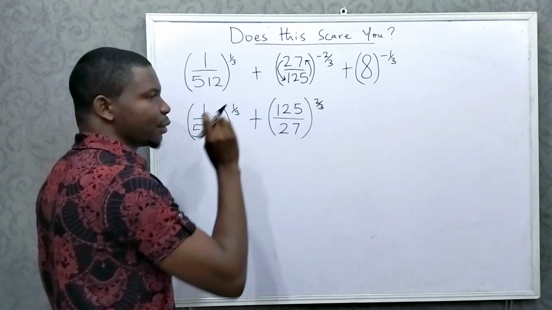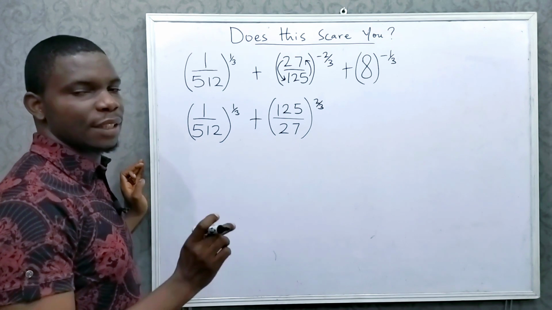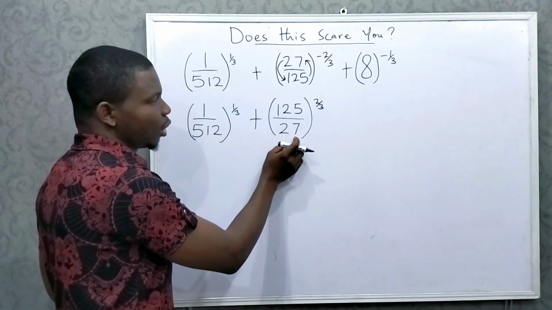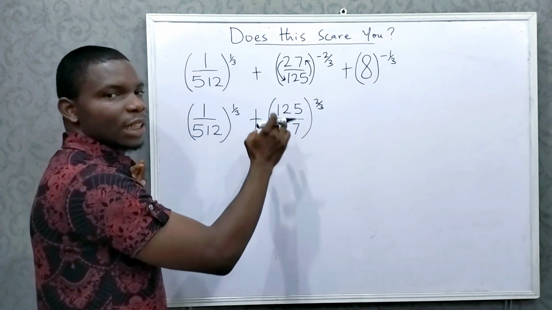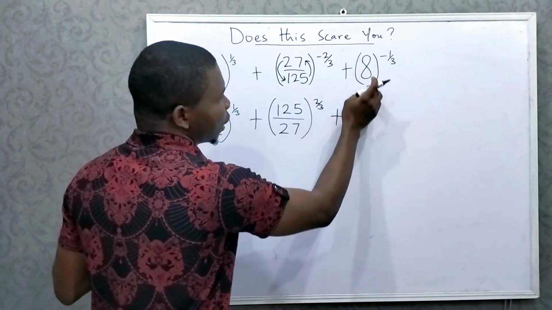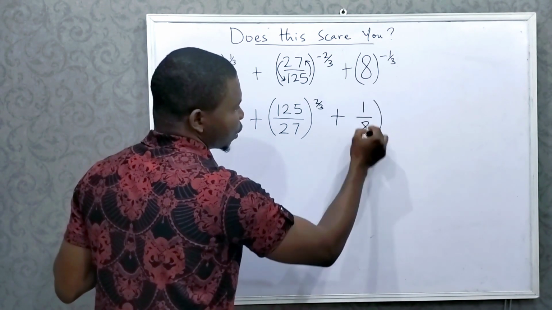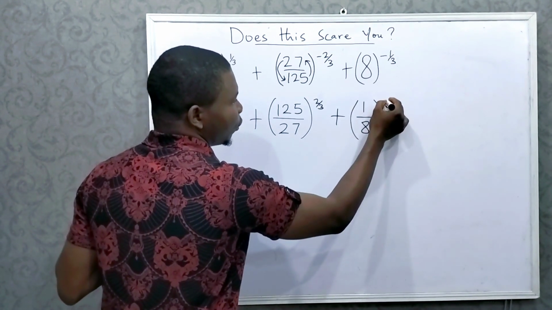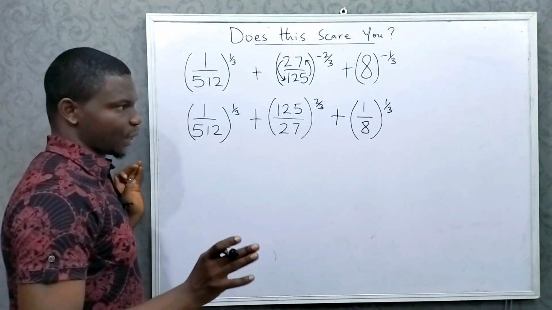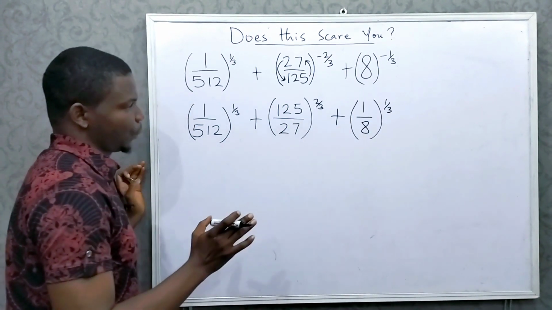So anytime you have a negative sign in the power, if you want to take away the negative sign, then whatever is the base of that index will be inverted, or you get the reciprocal of the base, okay? Then plus this one, to take away the negative sign, I'll get the reciprocal of 8, which is 1 over 8, then raised to power 1 over 3. So that is the first thing I would do. So now every one of the powers is now positive.